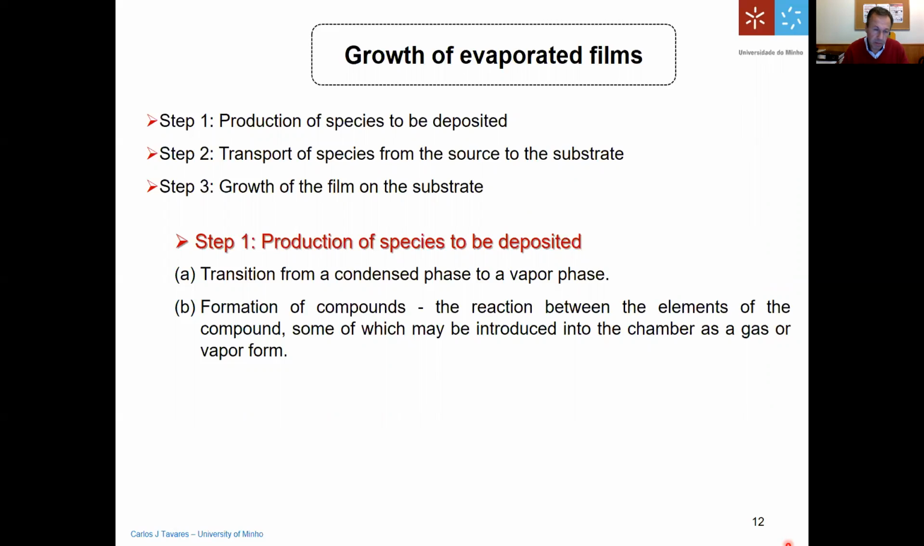And all of these steps are independent, and they have their own characteristics and their own physical chemistry knowledge that we have to understand. So let's look at the first step, which is the production of species to be deposited. So normally, like I mentioned, these involve the transition from a condensed phase to a vapor phase. We can have the formation of compounds, the reaction between the elements of the compound, some of which will be introduced in the chamber as a gas, or in the case of a vapor form.